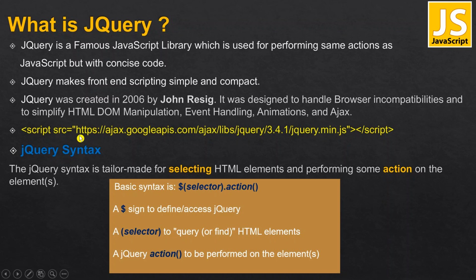Now if you want to use jQuery, you must put this link: https ajax.googleapis.com ajax libs jQuery 3.4.1 jQuery.min.js. What this means is, jQuery is a library and the version number is 3.4.1. This is minified. Here we are using an external JavaScript file. If you write any code inside the web page, eventually that code will contact this link given here, and then it will function.